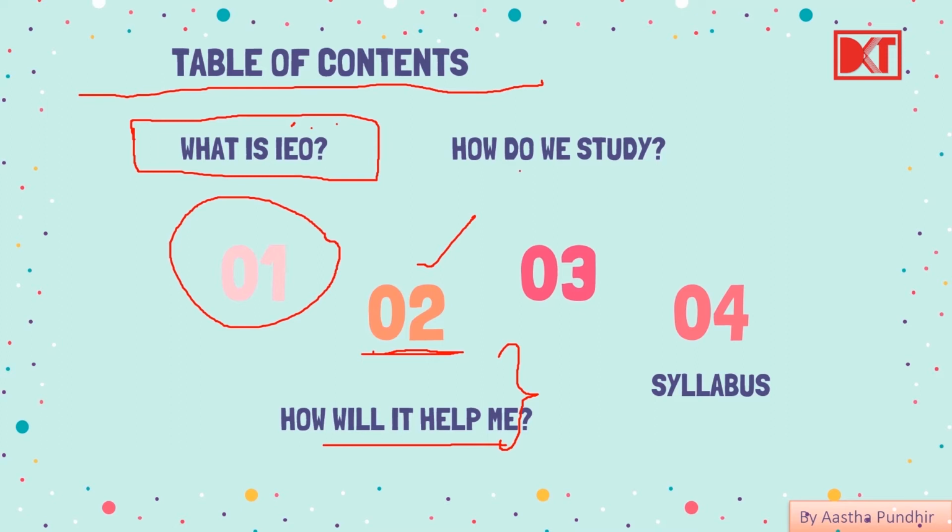The next question that comes is, okay, I have understood what IEO is. Then I have also understood how it will help me. Then the question will come, how do we study? And for this, we will have to first understand the pattern of the exam. We will have to understand the syllabus of the exam, the various kinds of topics. Alright?